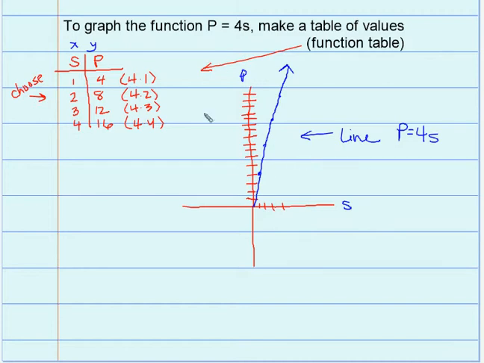This function is linear. It makes a line. It makes a straight line. There is no curve to it. It's linear. So if it makes a straight line, it is a linear function.